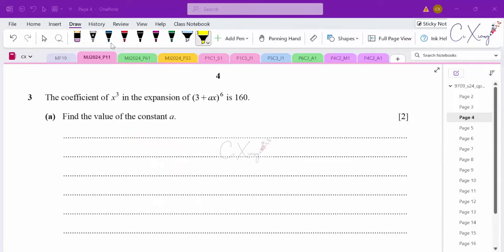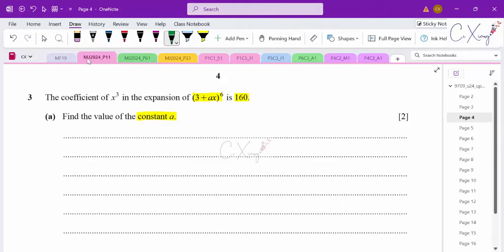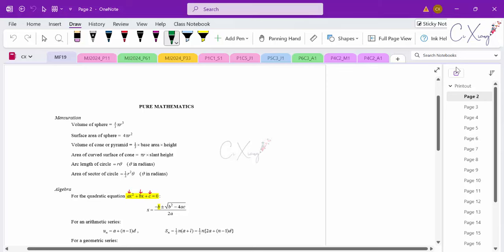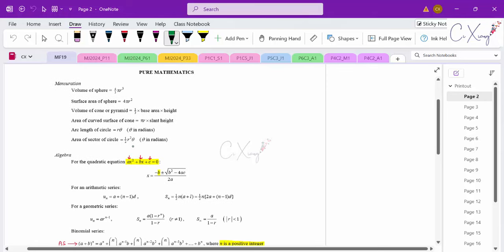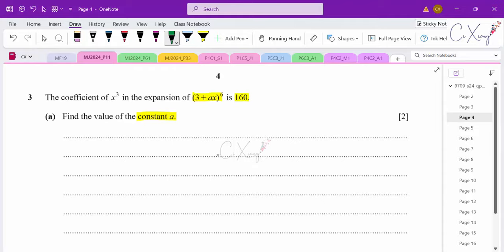Okay, so question number 3. They are telling us that the coefficient of x power 3 in this expansion for the bracket here is 160. So they want us to find the value of the constant a. Basically this is related to binomial expansion. If you already forget the formula, you can get it from the formula booklet, which is this part. You can just refer to it.